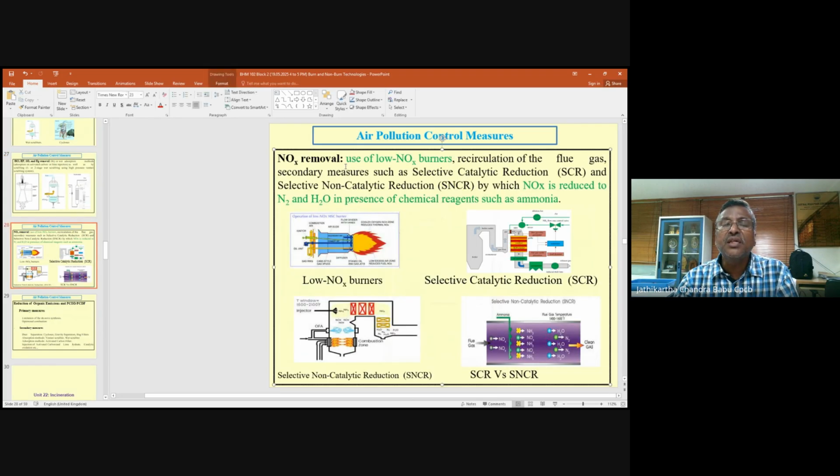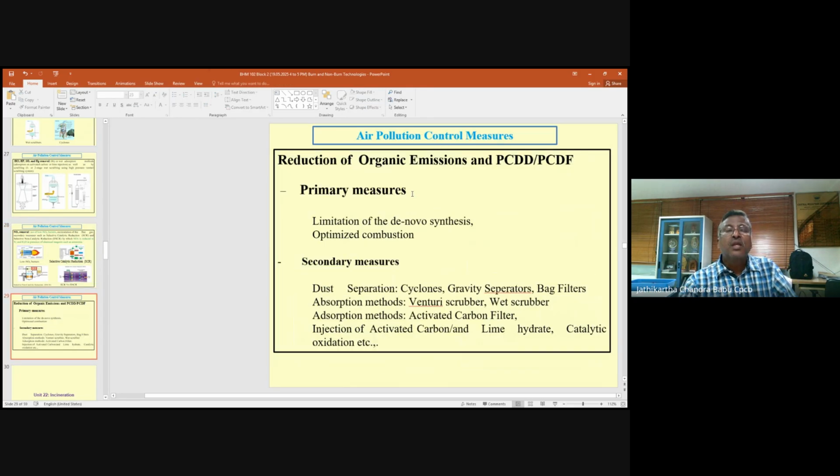Here, this is the method we use to control NOx. For the removal of NOx emissions into the atmosphere, we use low-cost NOx burners. These burners cause very little emission of oxides of nitrogen into the atmosphere. You can also adopt other methods for reduction of NOx emissions and PCDs. There are primary measures available.